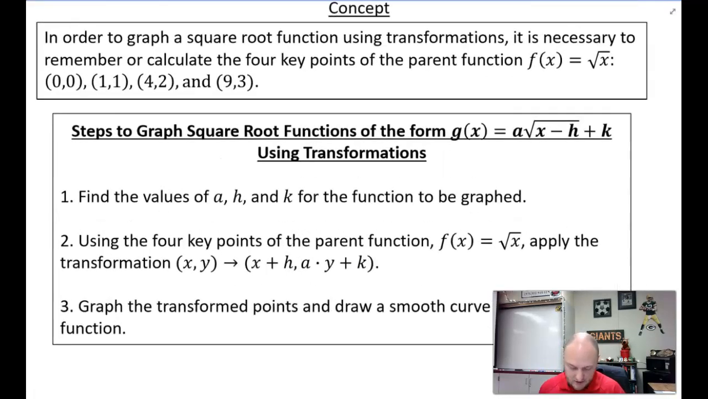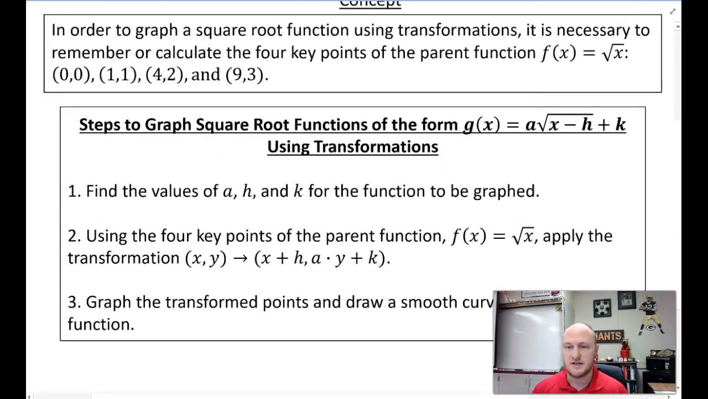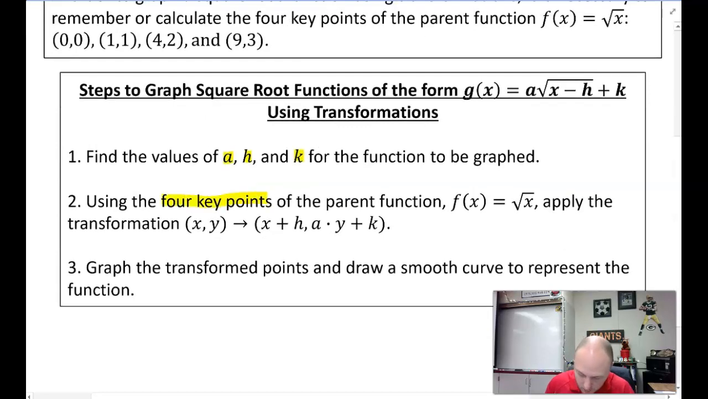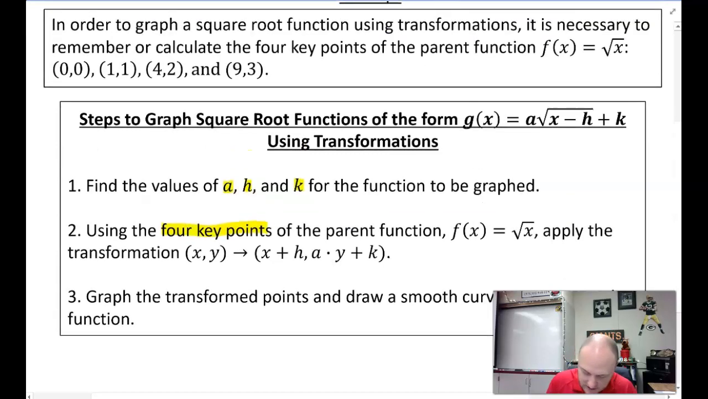All right, what we're going to do is take our steps to graph a square root function. Step number 1, you want to go ahead and identify what's A, H, and K. And then you're going to use the 4 key points. So we're going to use these points, graph the transformed points, and then draw a smooth curve. It's not a straight line, and I'll show you that here in a second, okay?